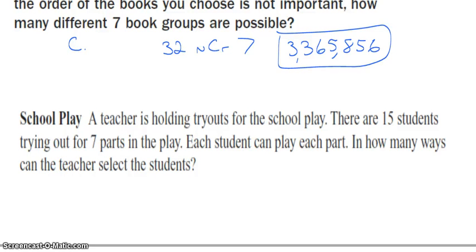Teachers holding tryouts for a school play. There are 15 students trying out for 7 parts in the play. There's no restriction on necessarily who can play which part, but obviously, someone being cast for role A versus role B would create a different type of play, so this is going to be a permutation. In how many ways can the teacher select the students? So I'm going to do 15 permutate 7.